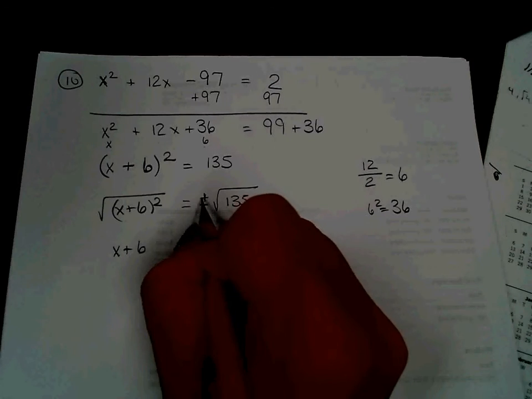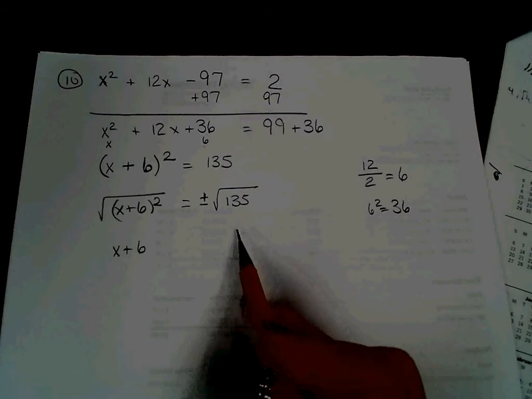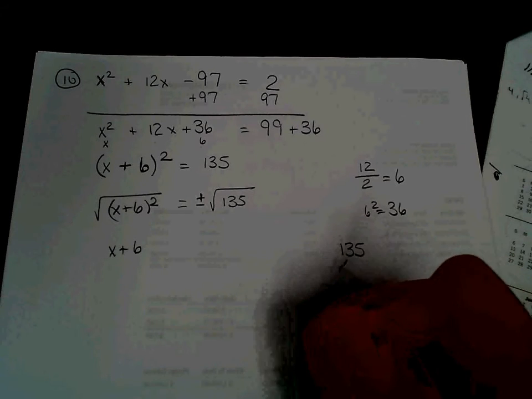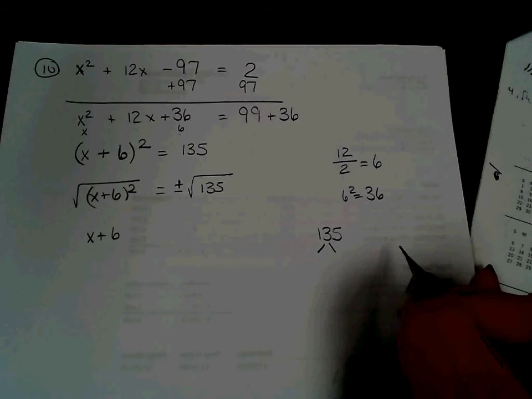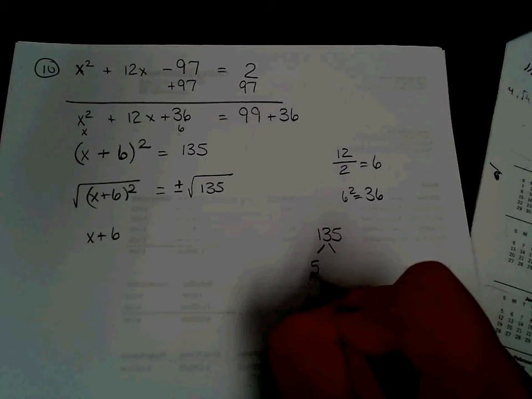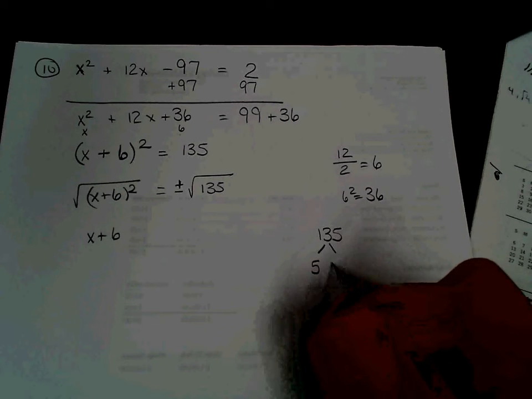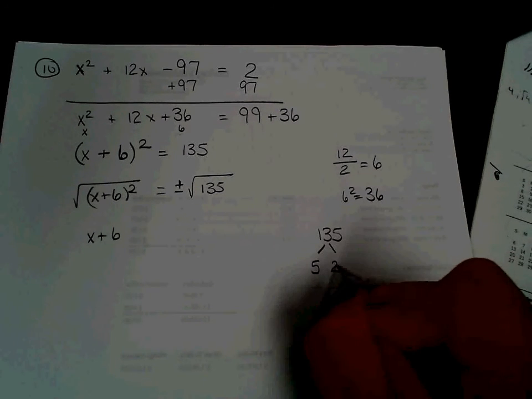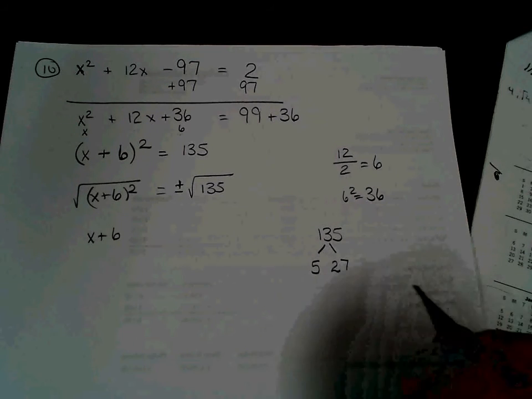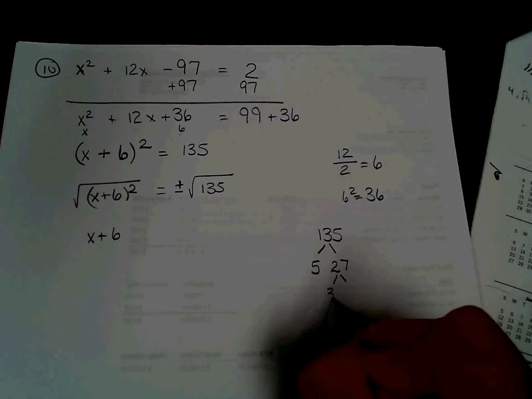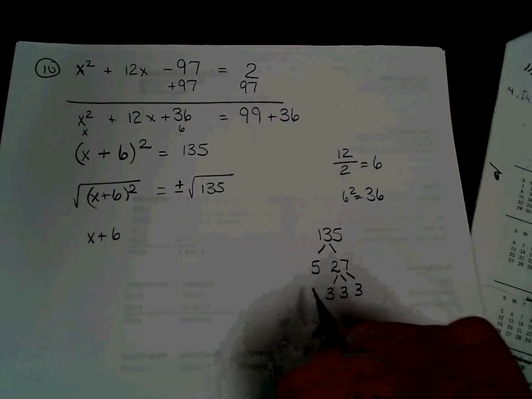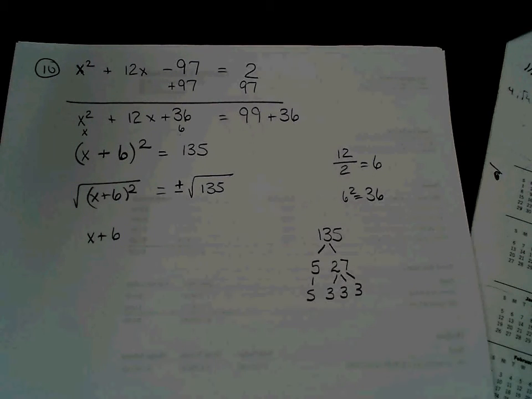Now some of you left your answer at 135, and I didn't give you full credit because you have not broken it down far enough. What goes into 135? Well, I know 5 does because it ends in 5. So 5 goes into 13 twice with a remainder of 3, which becomes 35. 5 goes into 35, 7. 27 is 3 times 9, and 9 is 3 times 3. So 135 is 5 times 3 times 3 times 3.